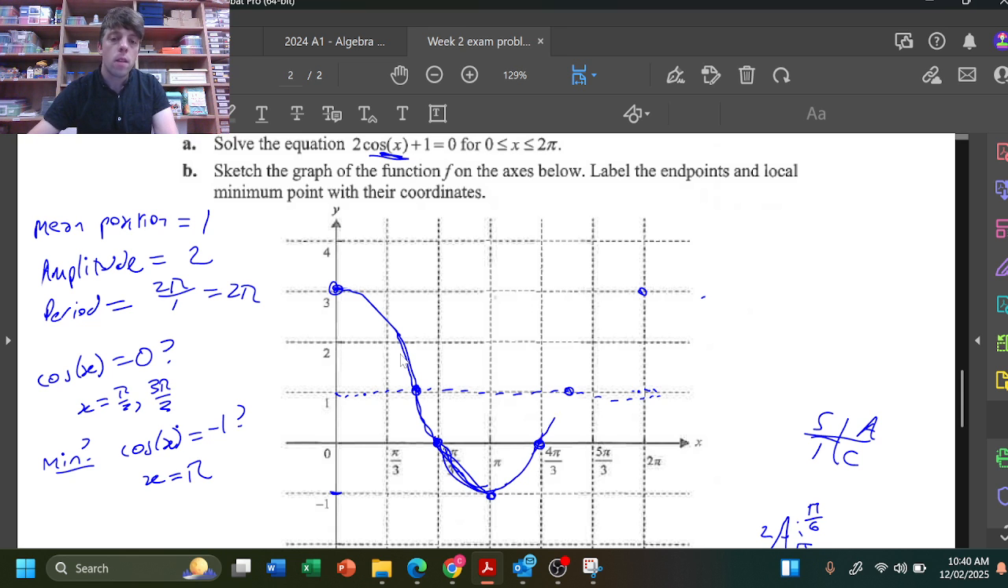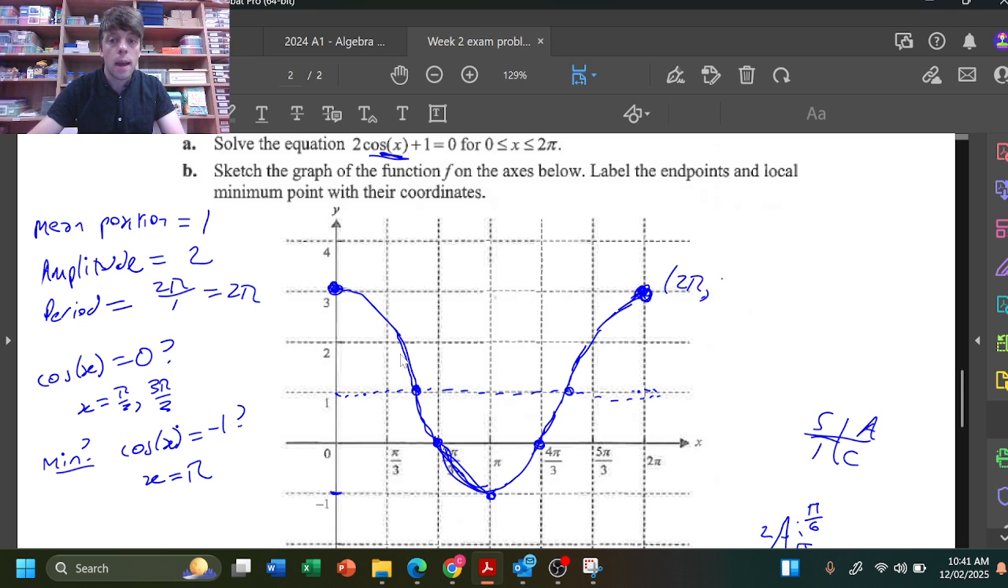Then it goes back up. Gets to this point here and it changes concavity again. So now it's curving that way. And there we have a nice little cosine curve. Chuck in a couple of solid dots on either of the two endpoints just to indicate that we're including the endpoints, and then label each of the key coordinates.